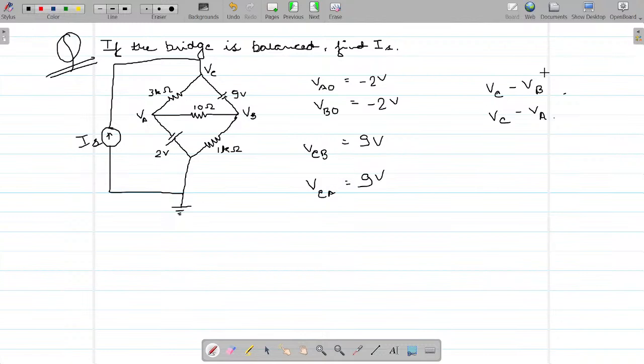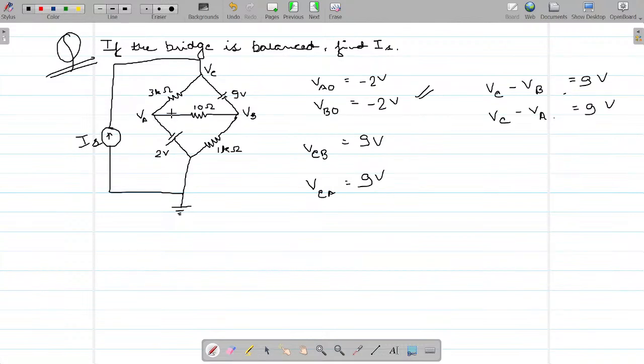Am I making sense? VCB is given to you by the figure as 9 volts. VC minus VB is equal to 9 volts. I am replacing VB with VA, so VCA is equal to 9 volt. How can I do that? Because VB and VA, we derived in our step before this, are equal, and equal to minus 2. So can I say VCB is equal to 9 volts, VCA is equal to 9 volts? Does that make sense? Can I say that?